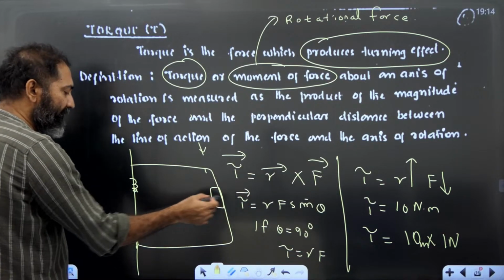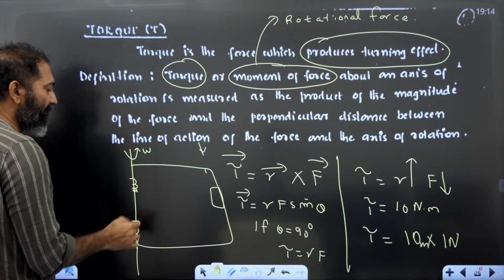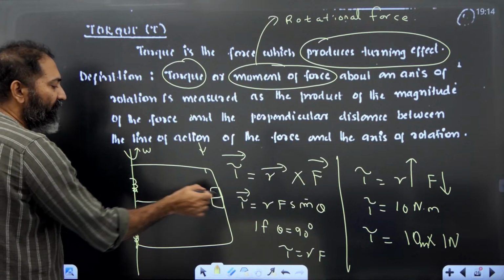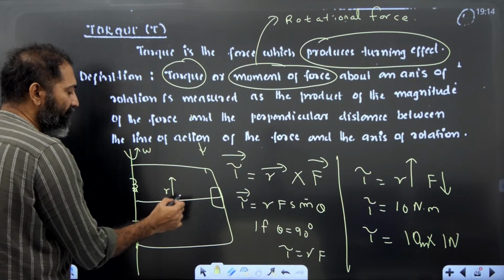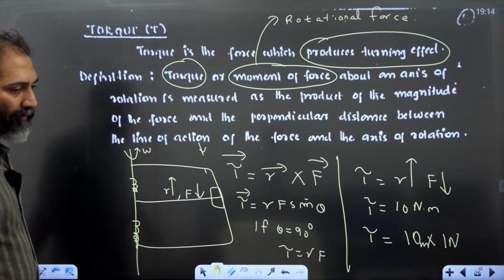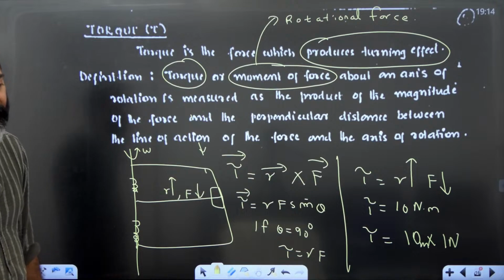At the free edge. Why? Because this is the axis of rotation. Because based on this axis of rotation, the door rotates. If you fix the door handle here, the distance from the axis of rotation increases. So with less force, you can turn the door. This we have discussed during cross product.